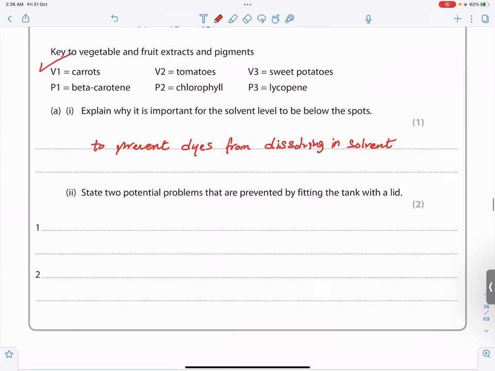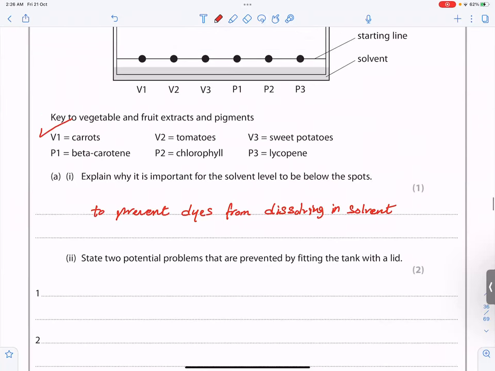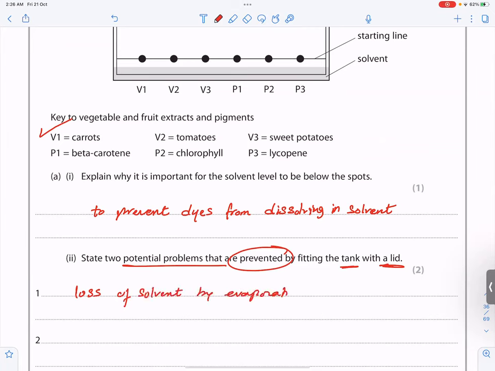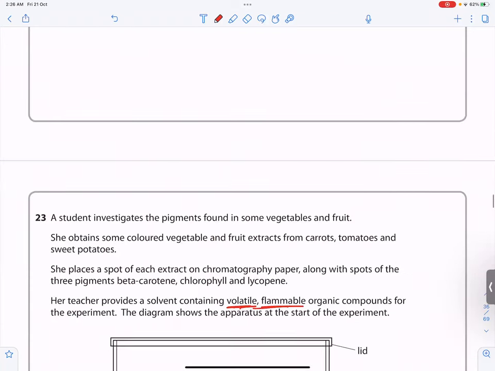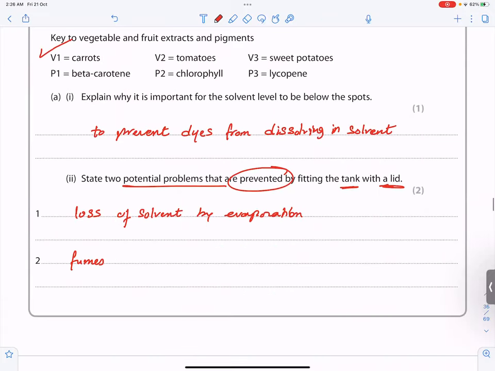State two potential problems that are prevented by fitting the tank with the lid. لما انت بتحط غطا على التانك اللي بتشتغل فيه كروماتوجرافي بيبقى فيه اول حاجه potential problems اللي ممكن حضرتك تواجهها بس انت بتمنعها ان انت تخسر السولفنت باي evaporation. Loss of solvent by evaporation. لأن الفيومز ممكن تبقى toxic ولأنها flammable زي ما هو كتب في الأول flammable فممكن كانت تعمل catching fire. يبقى fumes may be toxic أو may catch fire.